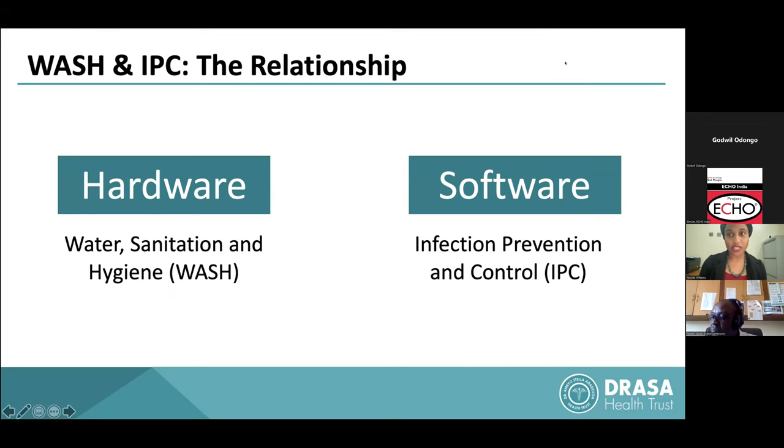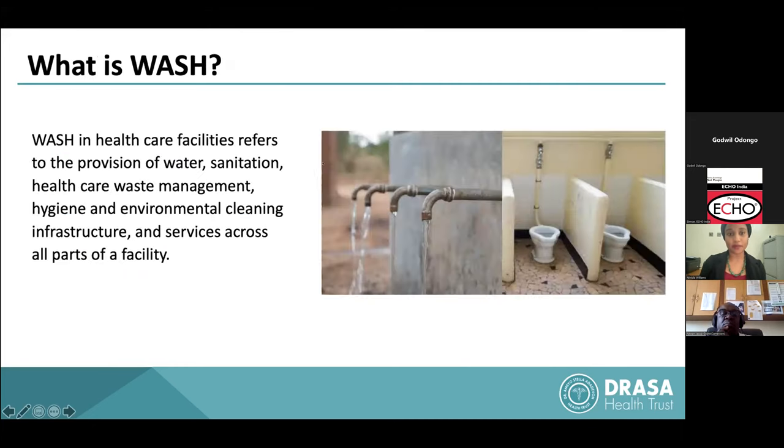So I want us to just tie this into what I said about the phones and the laptops, right? If you have just the hardware and only WASH alone and nothing else, it's not going to be effective. But if all you have is IPC and you don't have the hardware, the WASH behind it, it's also not going to be effective.